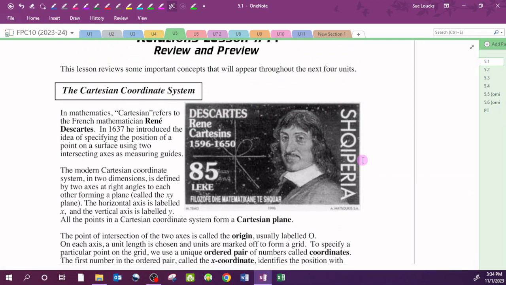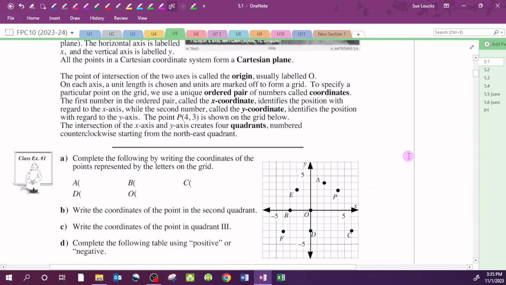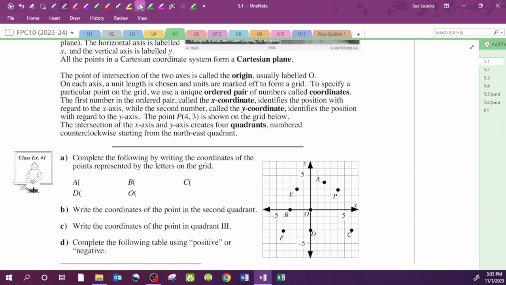What's important for you to know from this is that the horizontal line is called the x-axis, and the vertical line is called the y-axis, and the center part here is called the origin. We usually label that with an O, and then you count off starting from the origin. It's counting positive numbers to the right on the x-axis and up on the y-axis. If you go to the left on the x-axis, you have negative numbers, and if you go down on the y-axis, you have negative numbers.